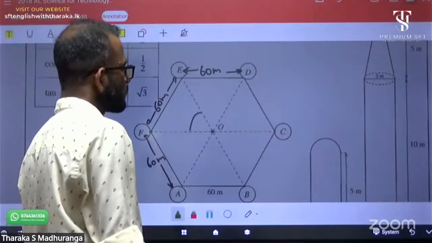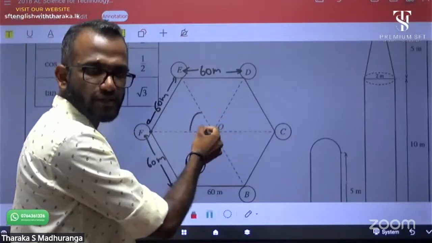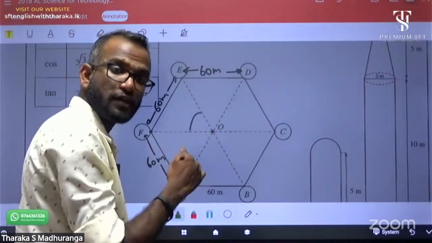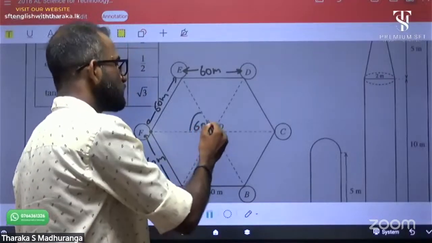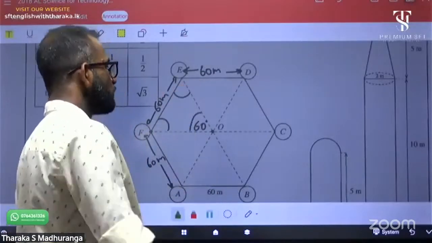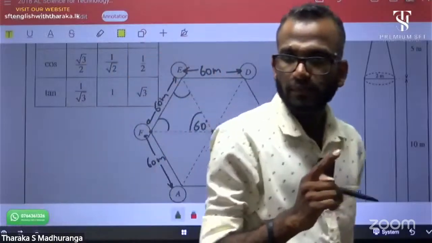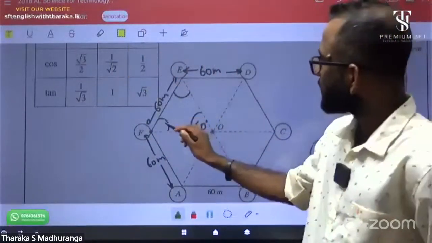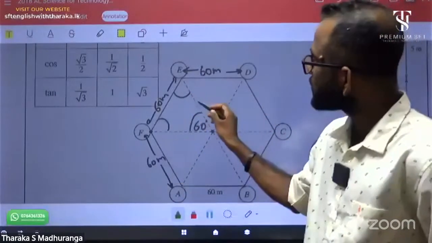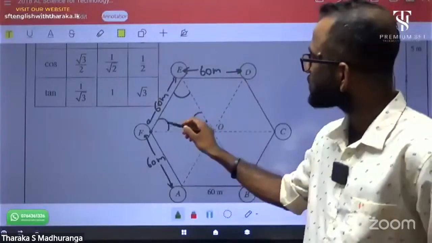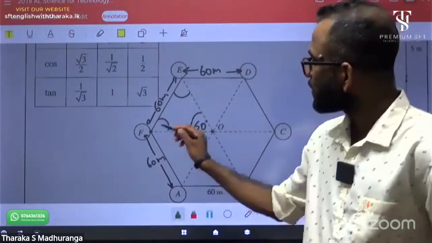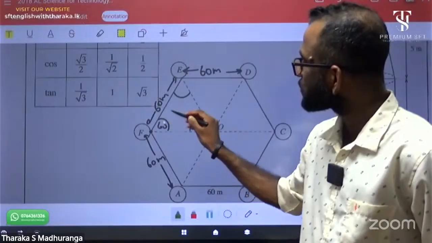This angle, the total is 360. 360 divided by 6, then it is 60 degrees, right? Then the total of the remaining angles is 120. This angle plus the remaining two angles sum to 120. Now you can see opposite sides are equal, this one and this one. Equal opposite sides mean 120 divided by 2, it is 60.